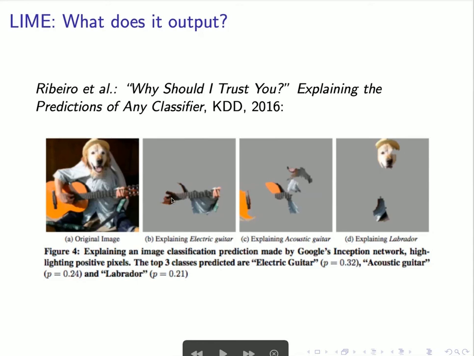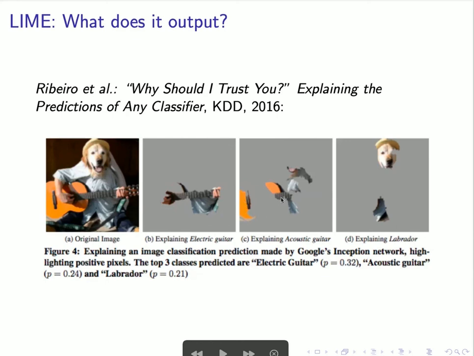I mean, it's actually fairly difficult to tell from this image. These pixels alone are not sufficient to show that this is a classical guitar. But then we want an explanation for acoustic guitar, and LIME says, well, Google classified this as an acoustic guitar because of these pixels. And we can see that this makes sense.